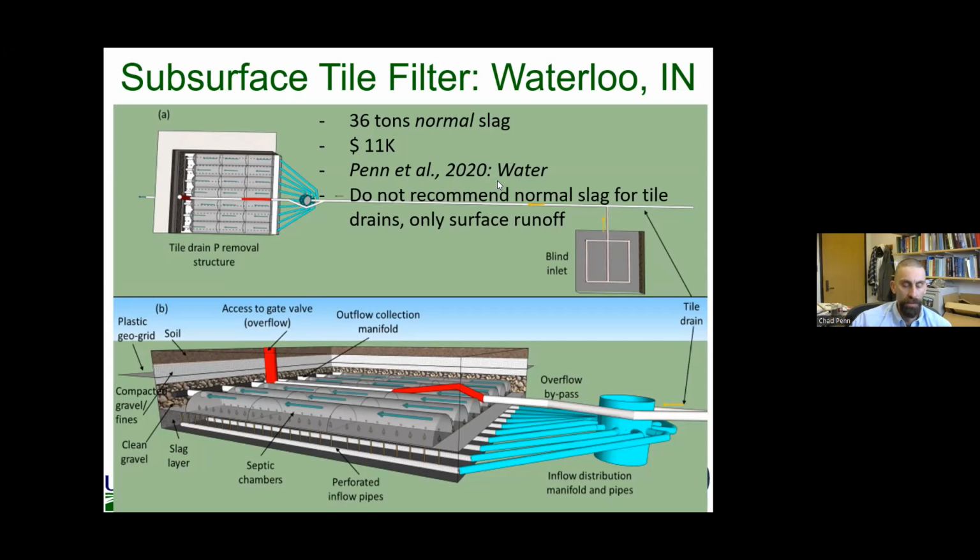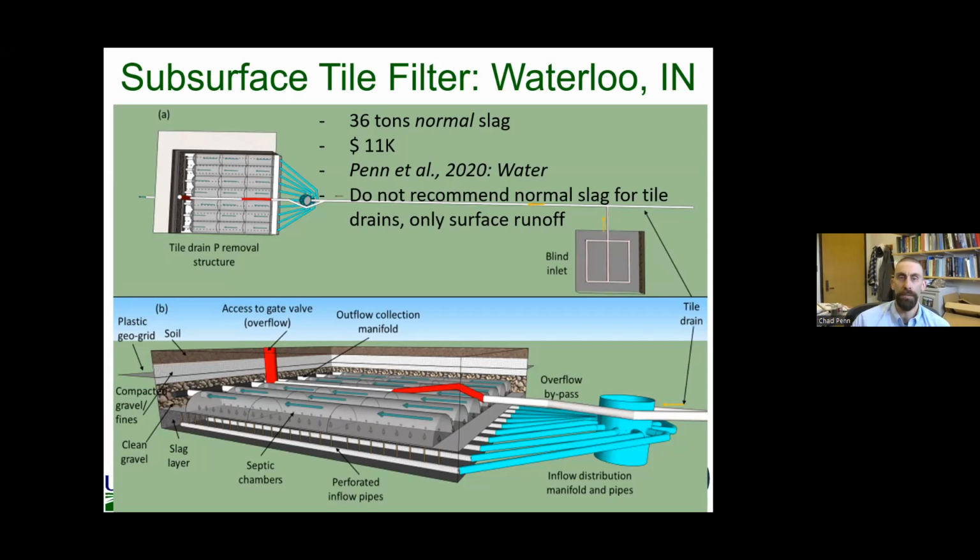And one thing we learned, a valuable lesson on this and a couple other ones, and you'll hear me say it again, is do not use regular slag, that is blast furnace slag or electric arc furnace slag, for tile drains. Only use it to treat surface runoff. And the reason why is because the chemistry of tile drainage is much different than surface runoff.